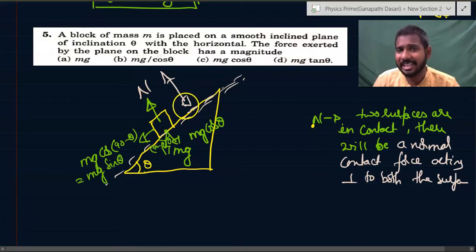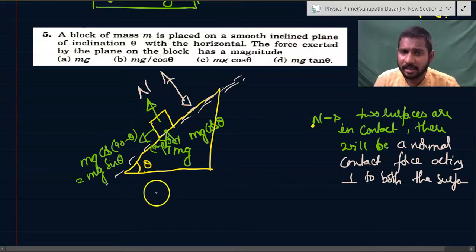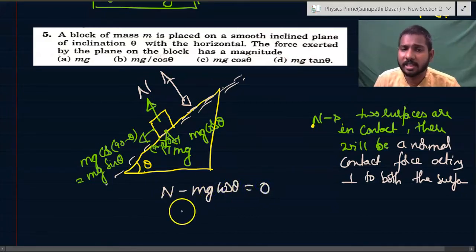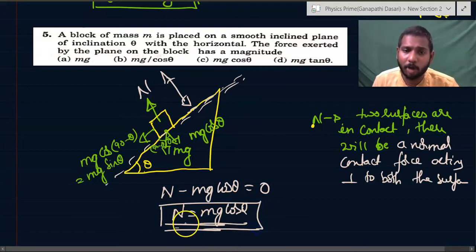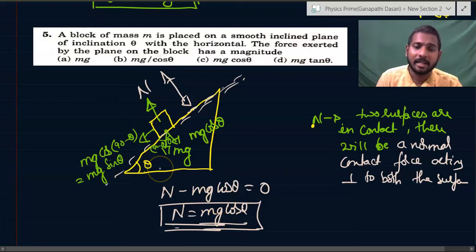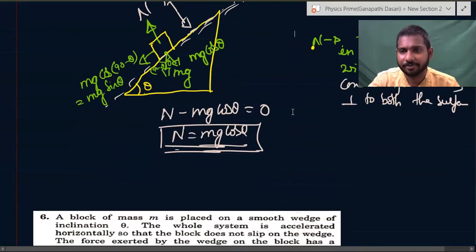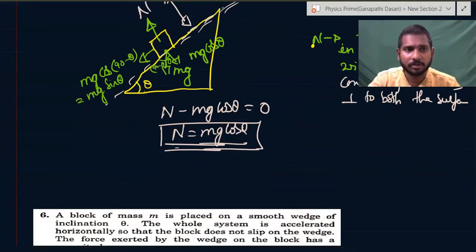That means if the block is in equilibrium in that direction, the net force should be equal to zero. What is the net force here? N is in the upward direction minus mg cos theta in the downward direction. That should be equal to 0. That means N is equal to mg cos theta. The force with which the incline is actually pushing the block is nothing but that normal reaction, that is equal to mg cos theta. Let us go to the next question.